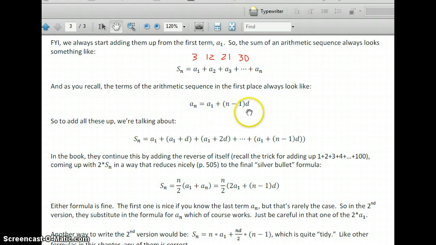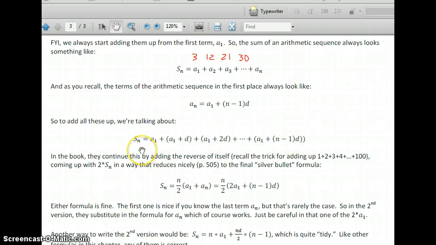If I want to add all those up, I want to add up a sub 1 plus a sub 2, where n is 2, plus a sub 3, where n is 3, plus a sub 4, where n is 4. I'm going to get a bunch of things that end up looking like this. The first term, of course, is just a sub 1. The second term is going to be a sub 1 plus the difference. The third term is a sub 1 plus 2 of those differences, because 3 minus 1 is 2. Then I get a sub 1 plus 3 differences, plus a sub 1 plus 4 differences, and so on, until I get to the last one I want to add up.